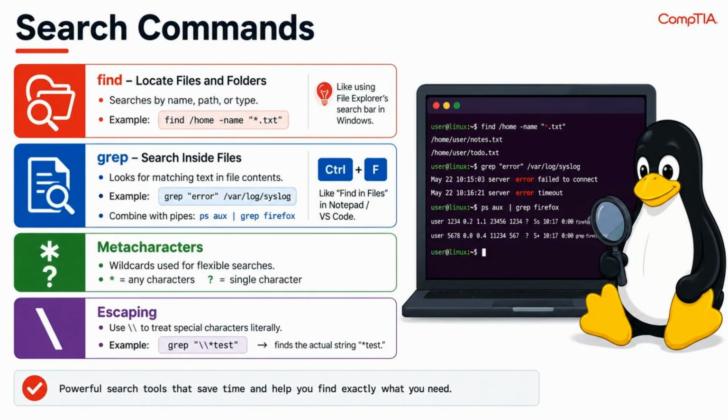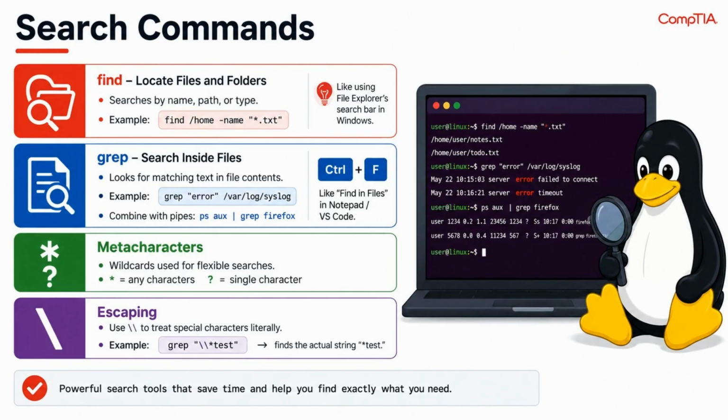just to read it. Find locates files and folders by name, path, or type. Find /home -name *.txt, like using File Explorer's search bar. grep searches inside file contents for matching text. grep error /var/log/syslog, often combined with pipes like ps aux | grep firefox, comparable to Ctrl+F or find in files.